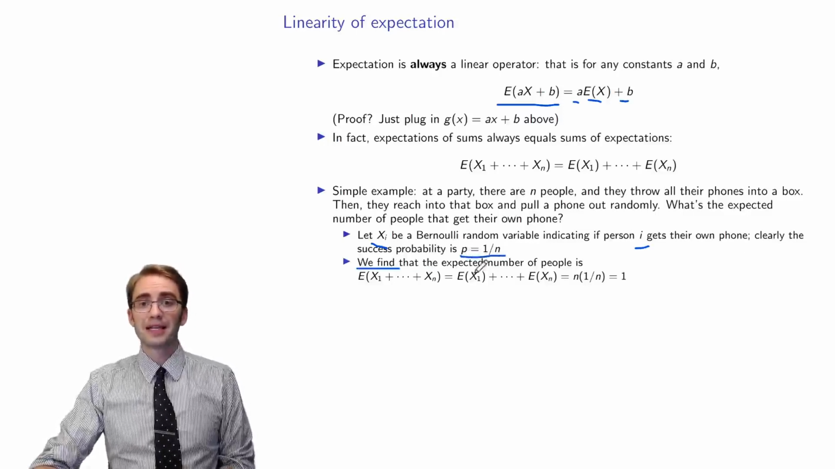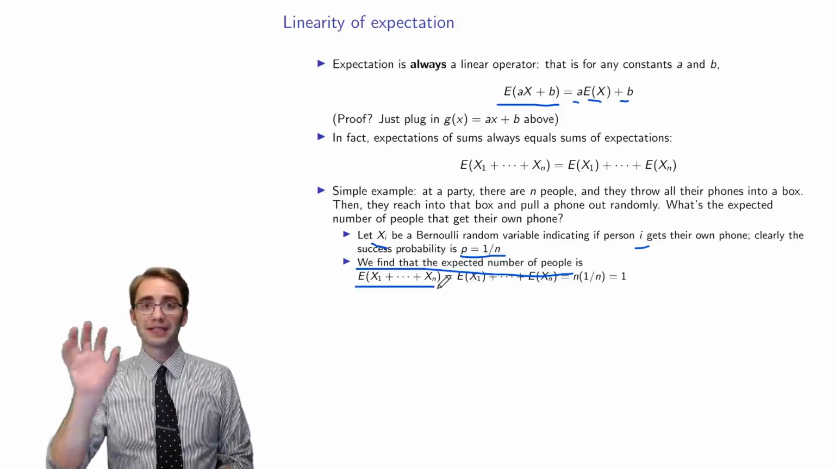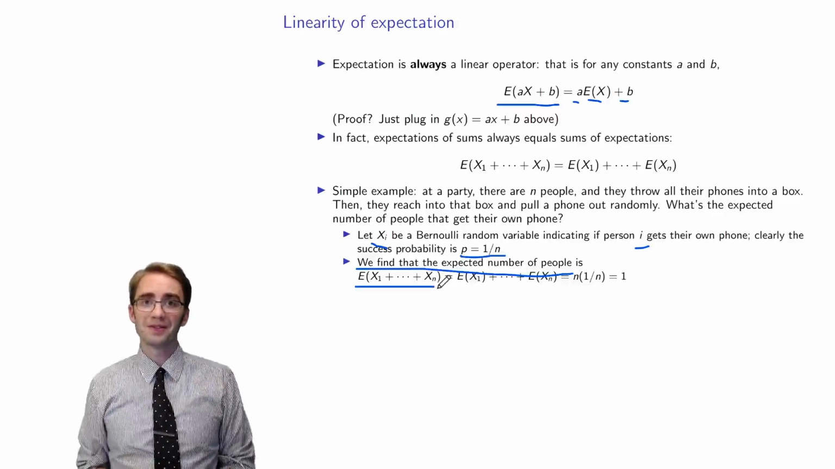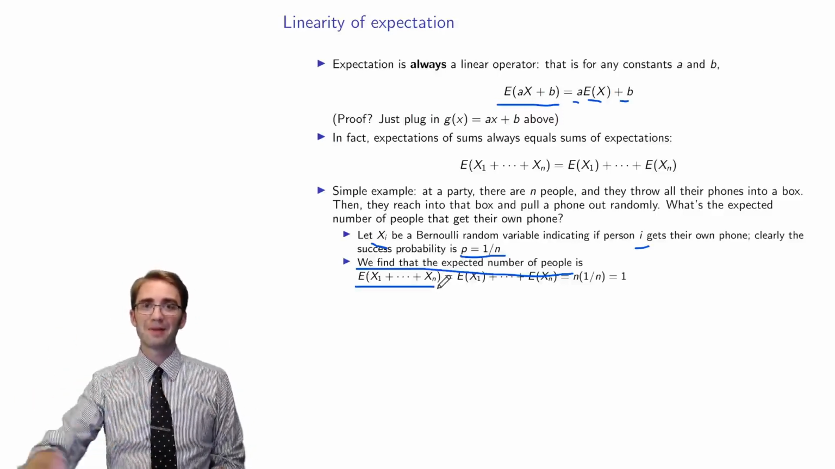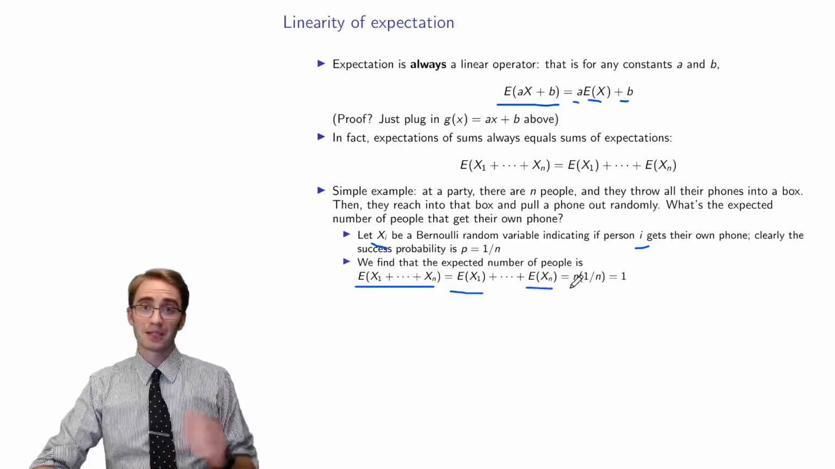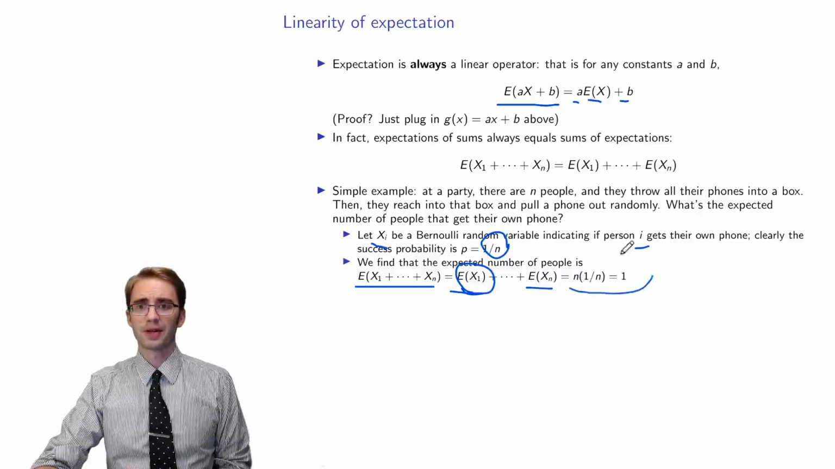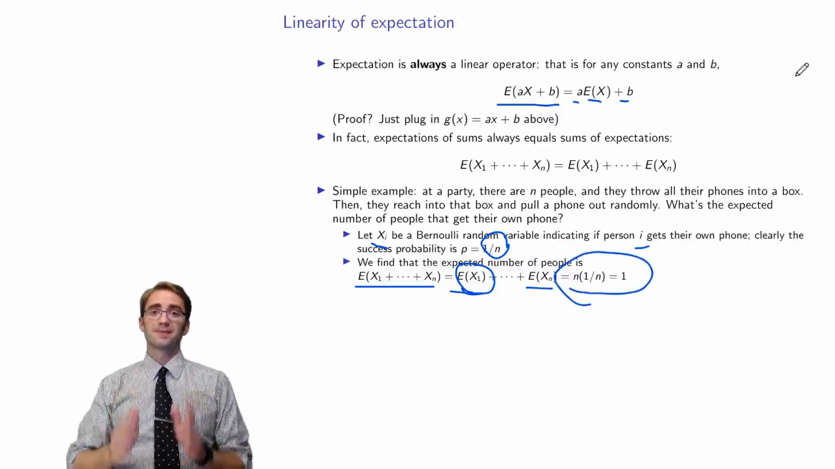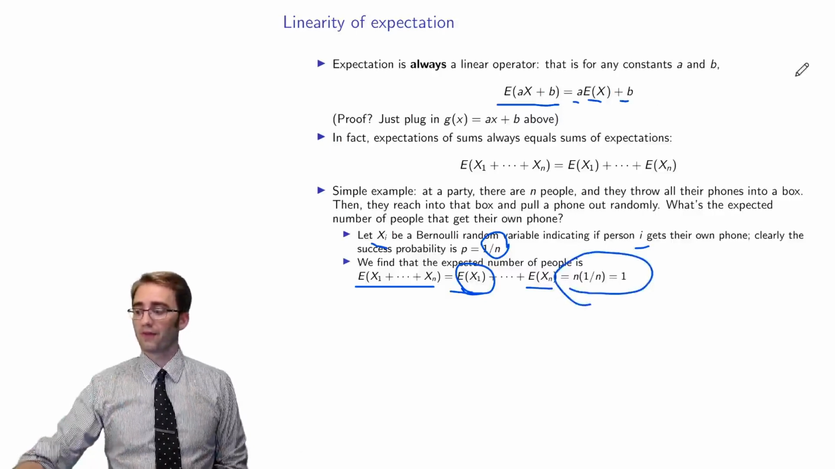So what is the expected number of people who get their own phone? Well, it's the expected value of the sum of these Bernoulli random variables, because it's the sum of how many people got their correct phone. By linearity of expectation, that's the expected value of x1 summed through the expected value of xn, and the expected value of each one of these is 1 on n. And so what you end up with is n times 1 on n, which is 1. So the expected number of people that happen to take out their own phone is 1.